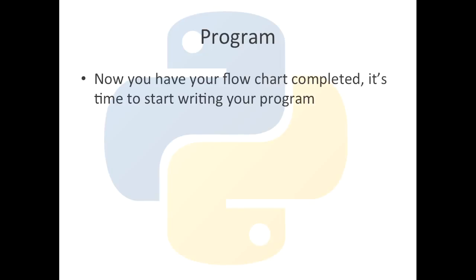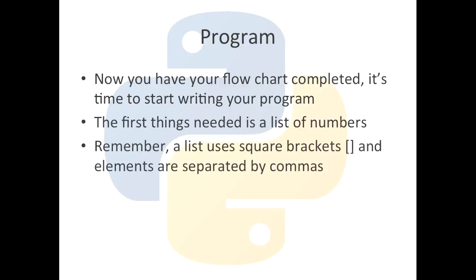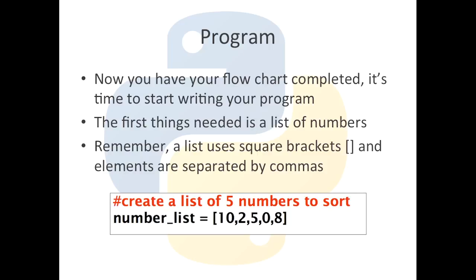So now you've got your flowchart completed, it's time to start writing your program. First thing you need is a list of numbers. Remember, a list uses square brackets and elements are separated by commas. Let's create a list of 5 numbers. It's always good practice to add a comment onto your program so that others and you will remember what your program is doing.